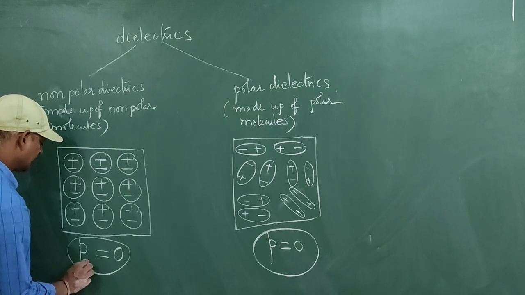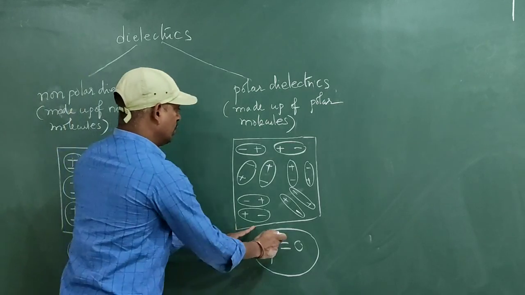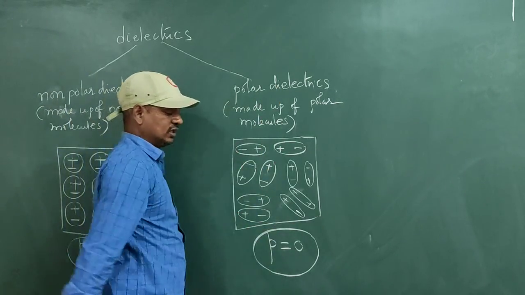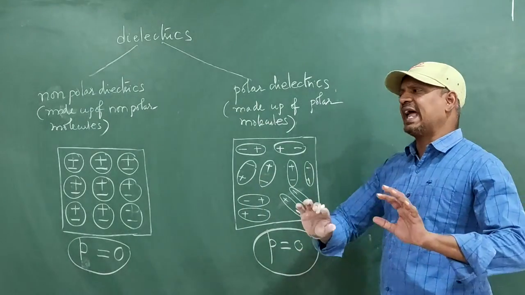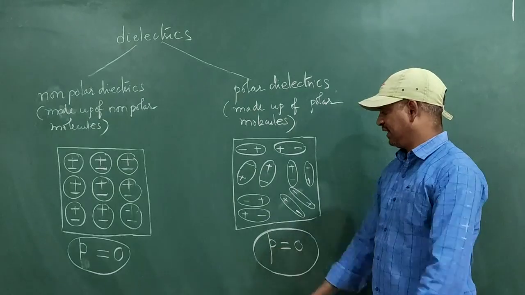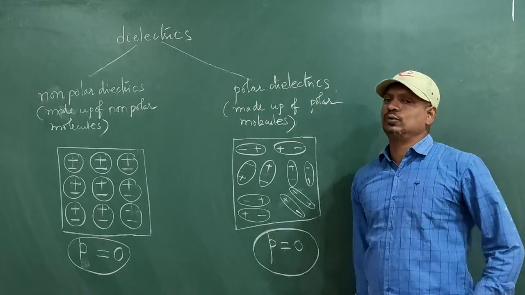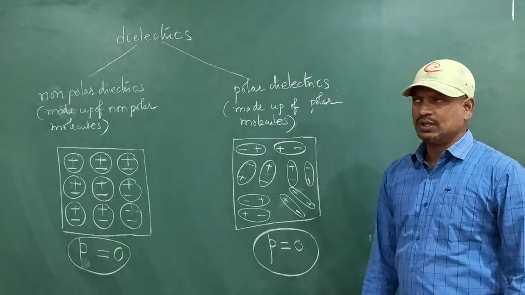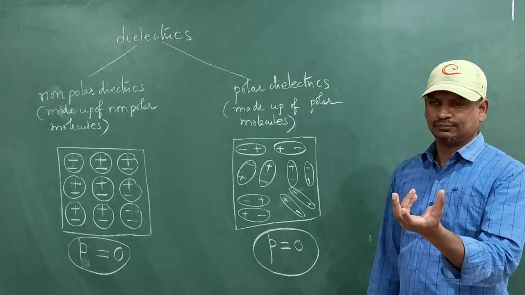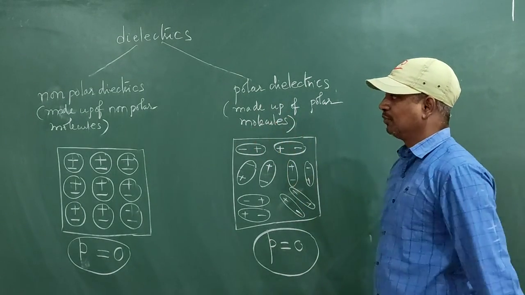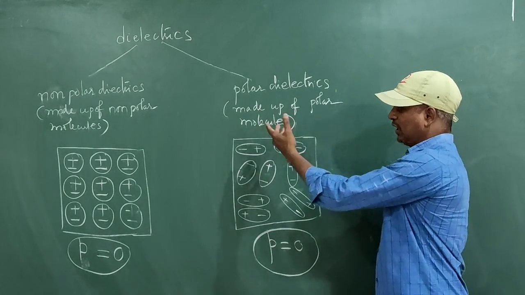So the dipole moment of the non-polar dielectric slab is 0. The dipole moment of the polar dielectric slab is also 0. All the dipoles are aligned in such a way that the net dipole moment of the polar dielectric slab is 0. Have you understood? So first, what do you need to understand? What is actually a polar molecule and what is actually a polar dielectric?